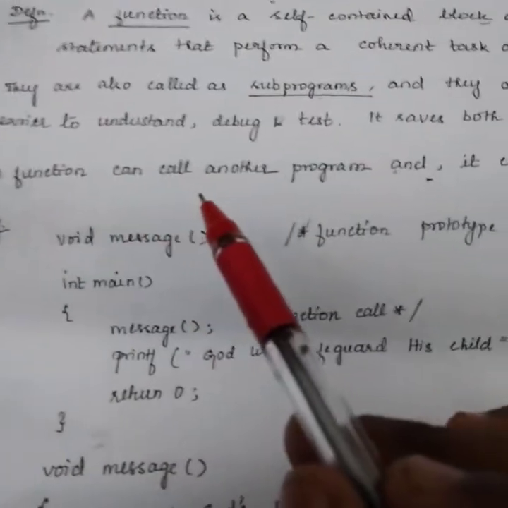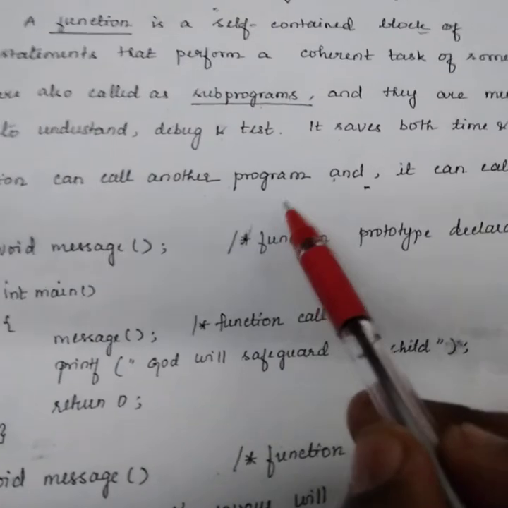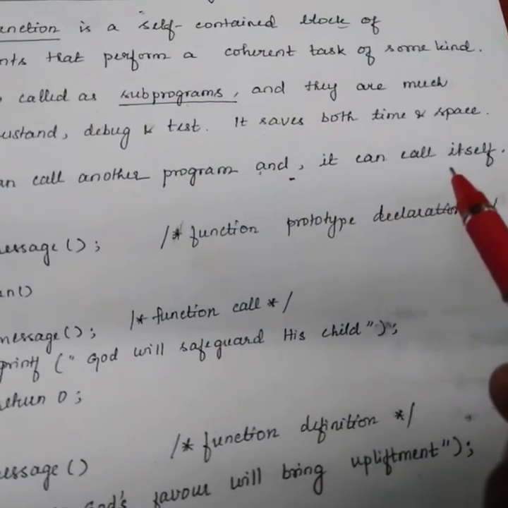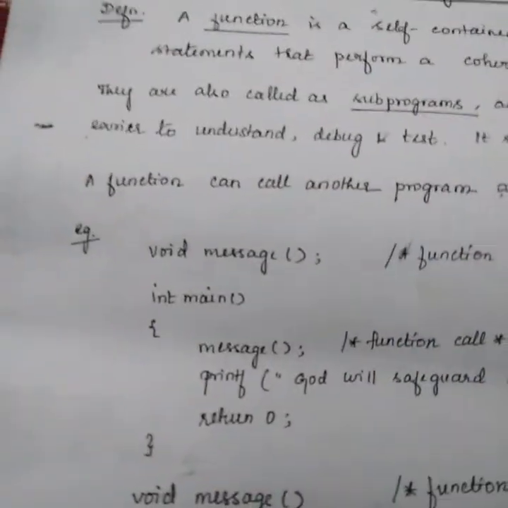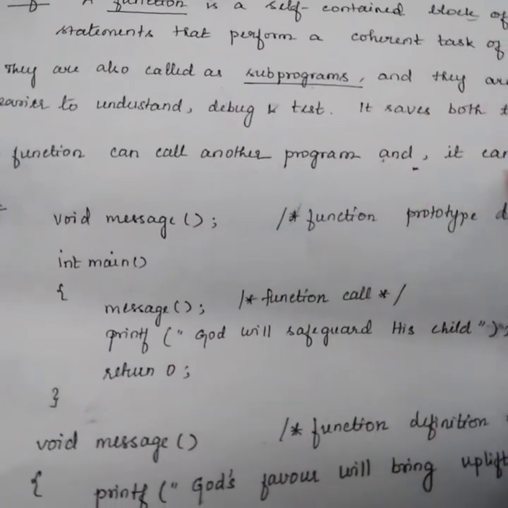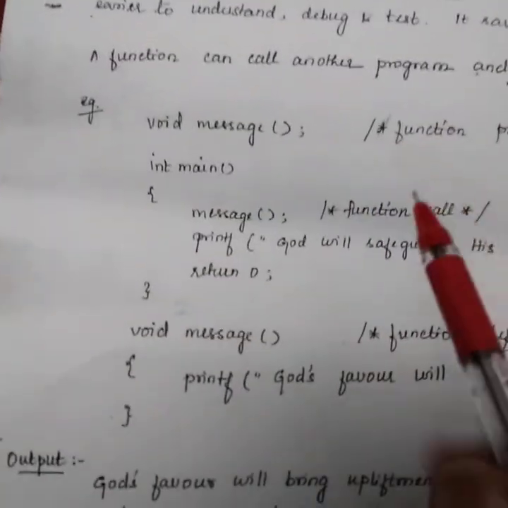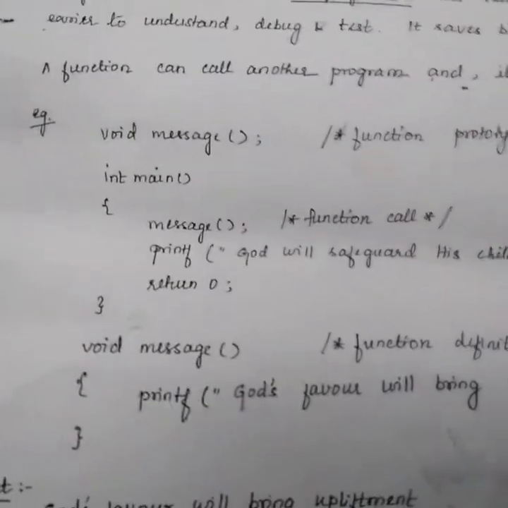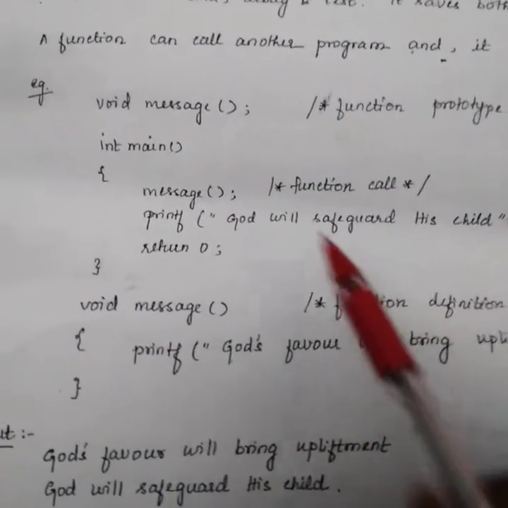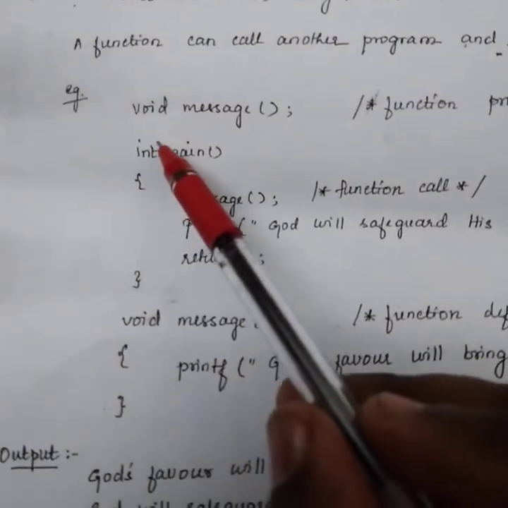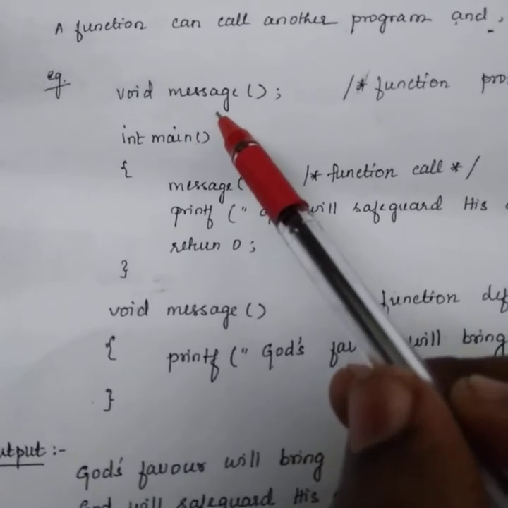A function can call another program and it can call itself also. Let's see these things one by one later. Now let's see a sample example program of a function. For example, let's see this simple C program.